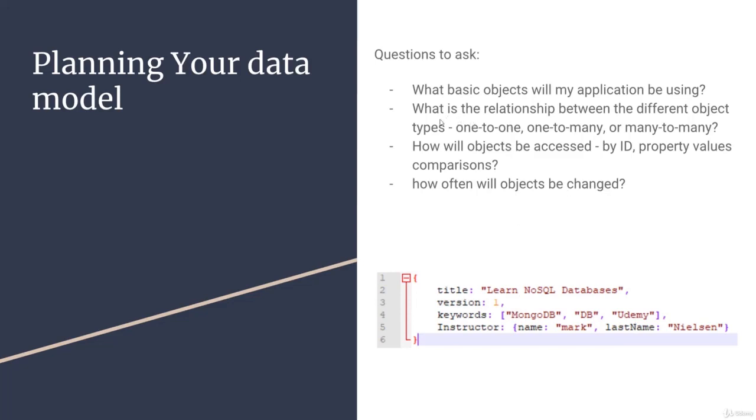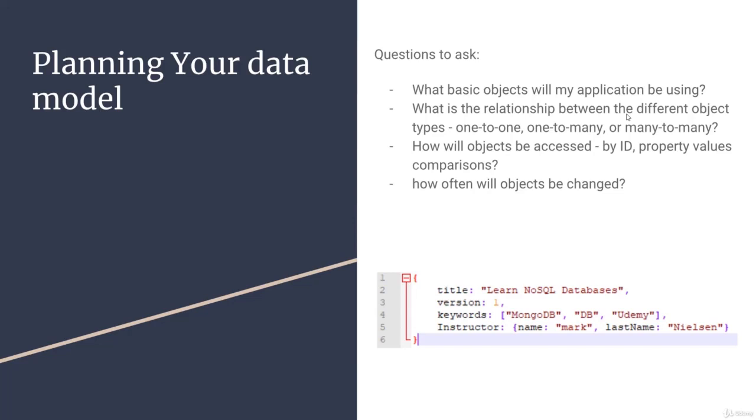So you could ask yourself, what is the relationship between the different objects? Is it one-to-one, one-to-many, or many-to-many? And how will these objects be accessed? Is it by ID? Is it by the property value? Or is it by comparing different parameters? And how often will these objects change? So these are some key questions that you need to ask yourself when you are planning your data model.